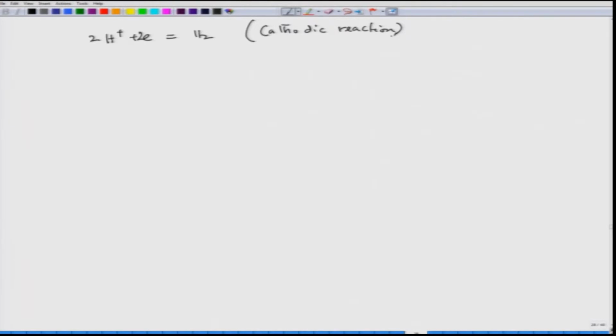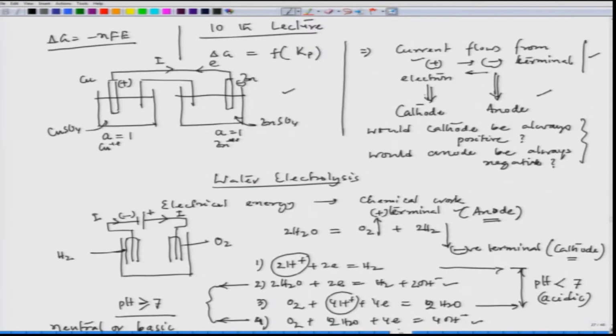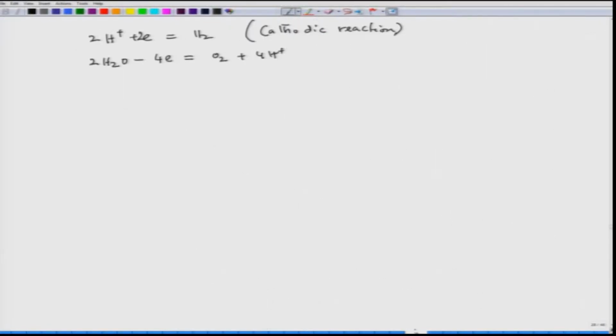Cathodic reaction, and then there should be an anodic reaction, which is nothing but 2H2O minus 4e equal to O2 plus 4H plus. You see that this is balanced, yes. So, what I have done, if we see this particular reaction, I have written it in the form of oxidation mode, because this is oxidation or it is anodic.